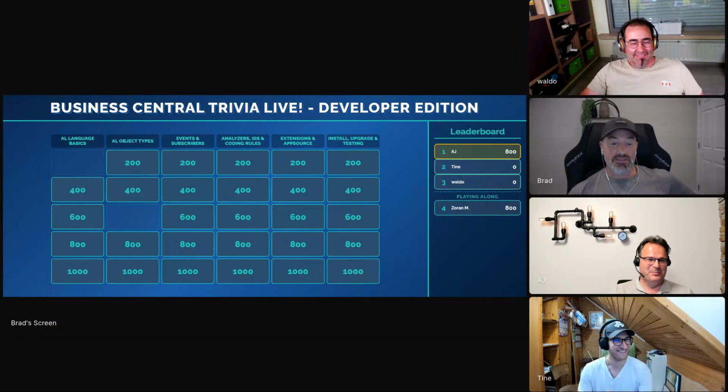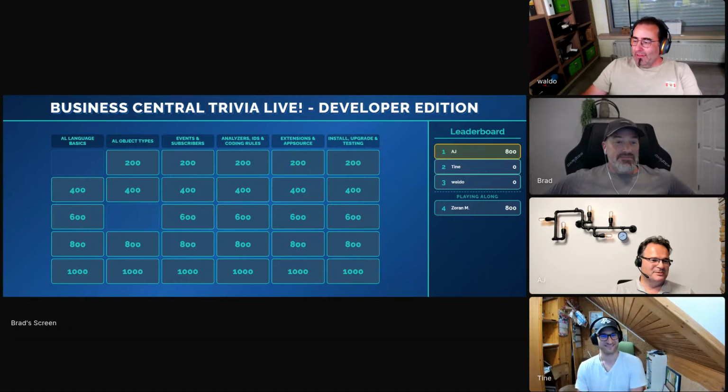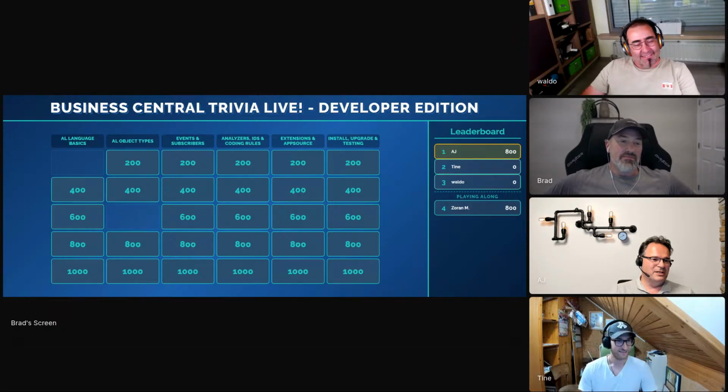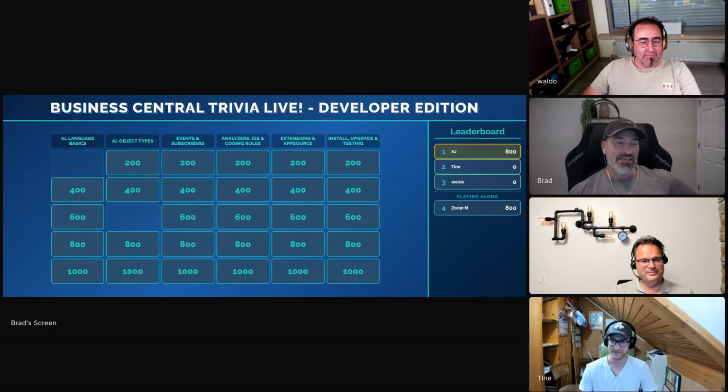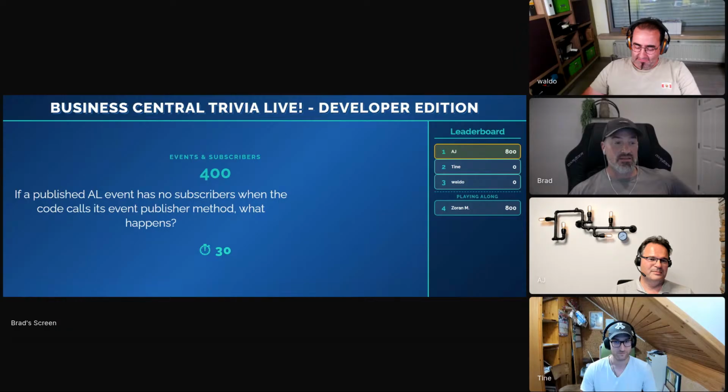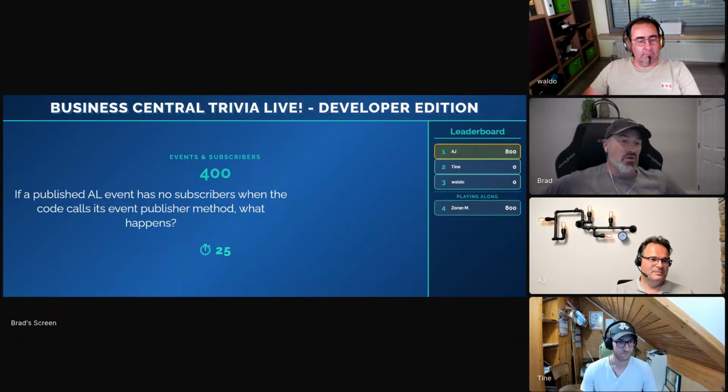Okay, all right. Now, AJ, you get to go again. Oh, whatever. It won't be the last time. Let's try event and subscribers for 400. Event and subscribers for 400. Before, when we were waiting to start the event, AJ was telling us how he wasn't going to get one of these answers correct. If a published AL event has no subscribers when the code calls its event publisher method, what happens?